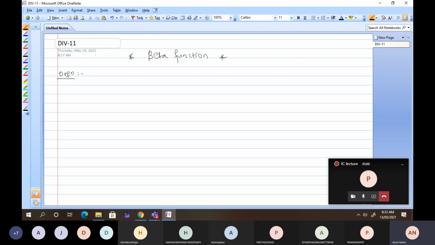So what is the definition of the beta function? We already know. We just revise it first. I'll give you the definition of the gamma function first. Anyone, please tell me what is the gamma function?